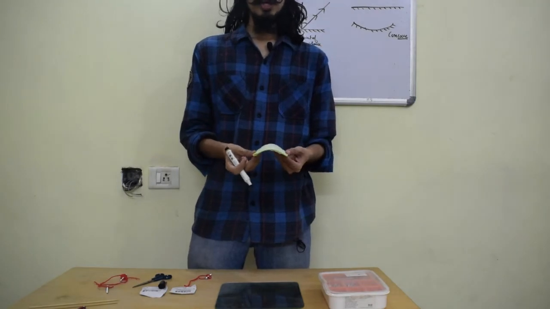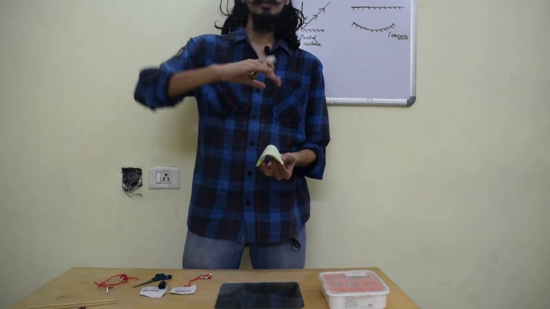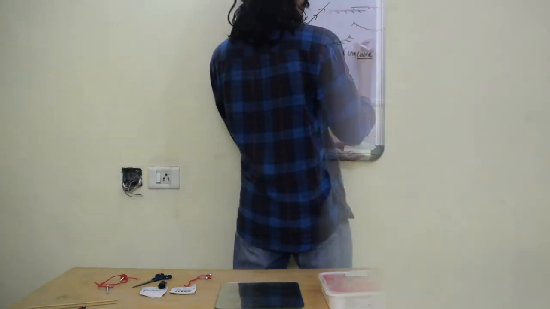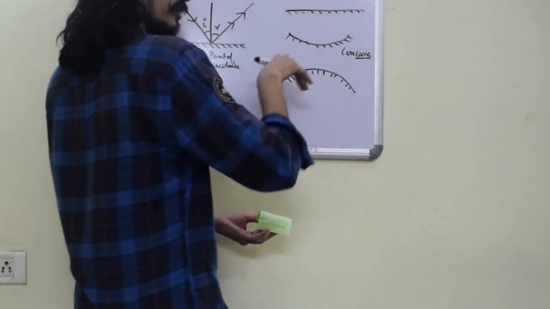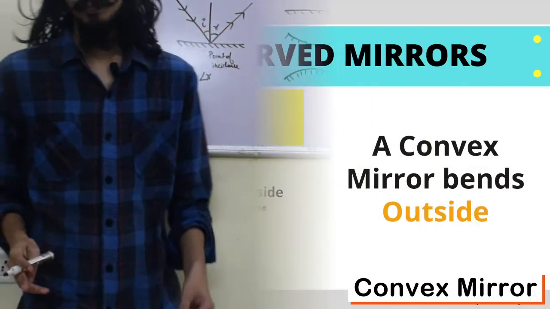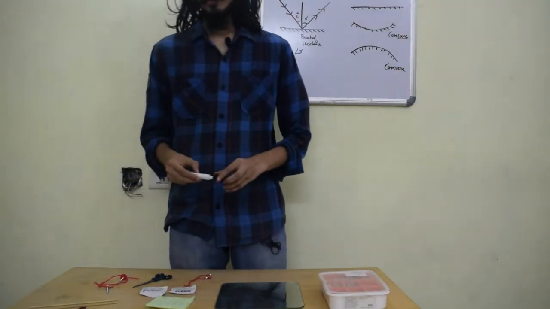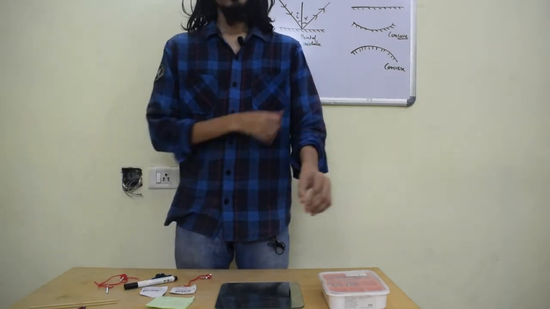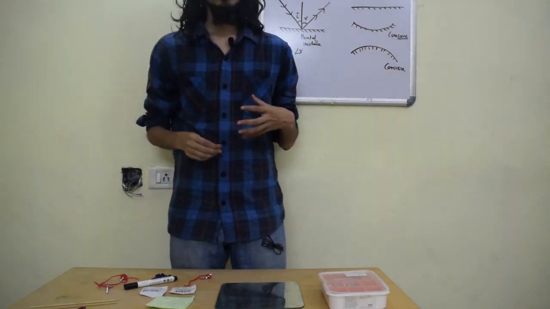Bend it towards the outside now, right? So the reflecting side is on the outside, it kind of bends outwards, so this becomes like this, and the non-reflecting side is now inside like the cave. This is what we call a convex mirror. So these are the two major types of mirrors that we are going to be talking about today, concave and convex mirrors, and how reflection can happen in both of these mirrors.